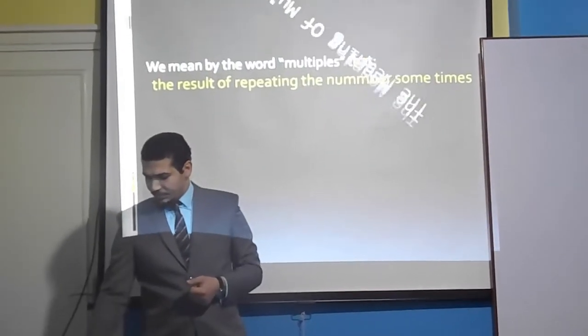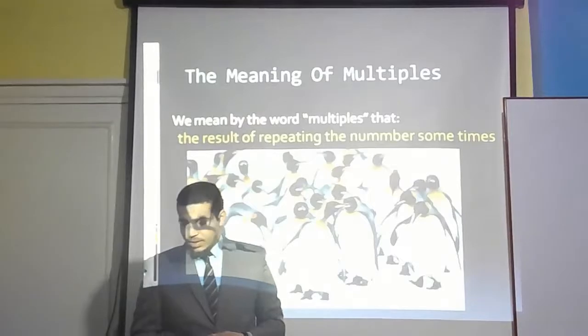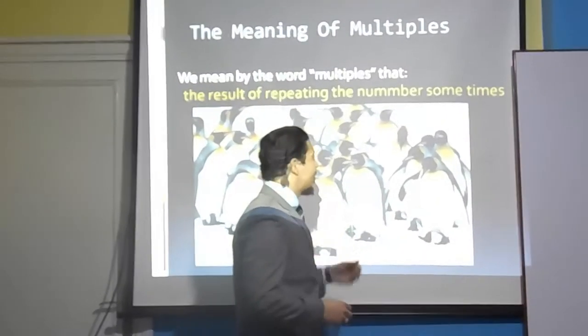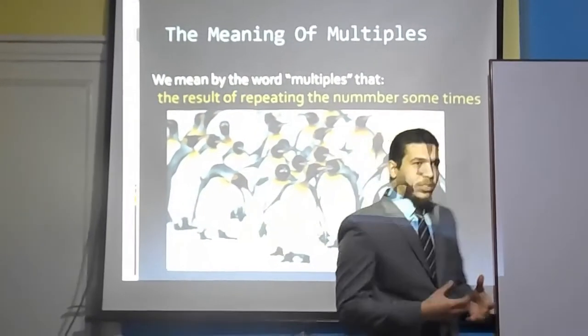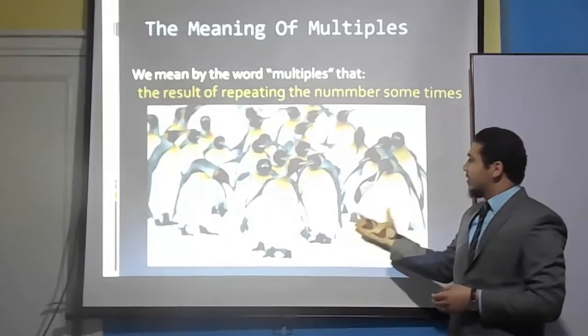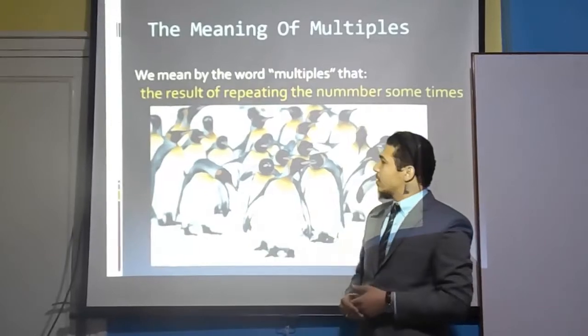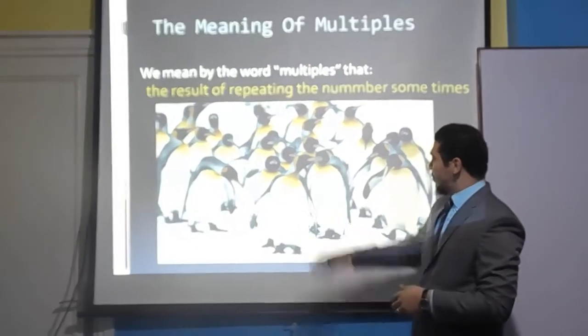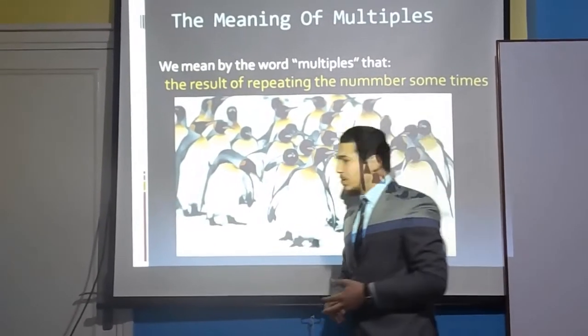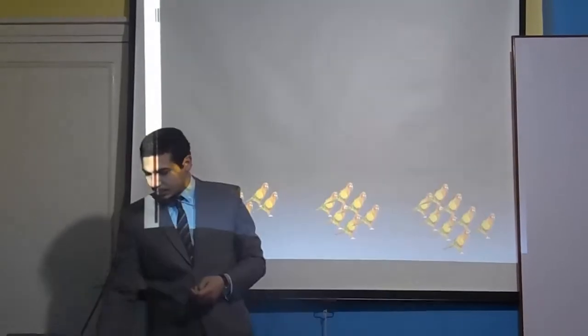And we have a photo. Nice photo means multiples. Multiples, we can see in this photo, this bird has repeated some times, and you see all this. All this is called the multiples of the bird.